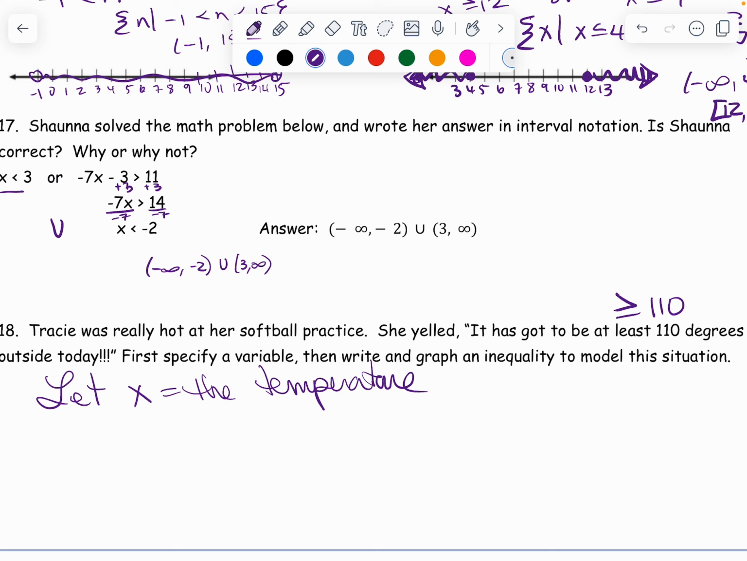Okay, then write an inequality. X is greater than or equal to 110.